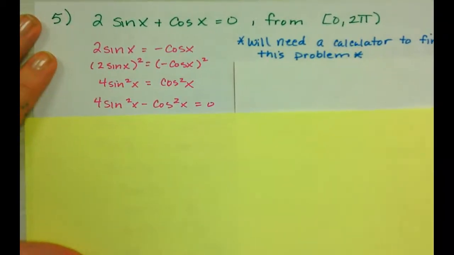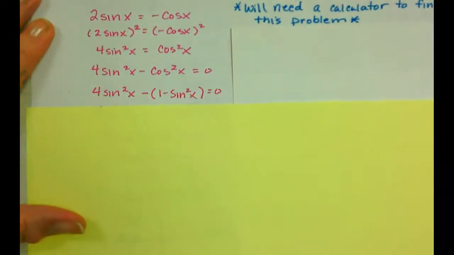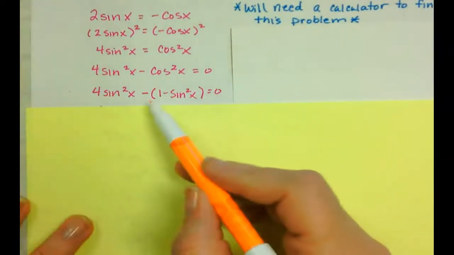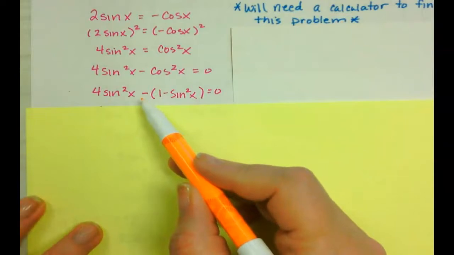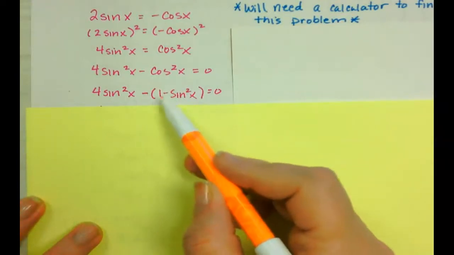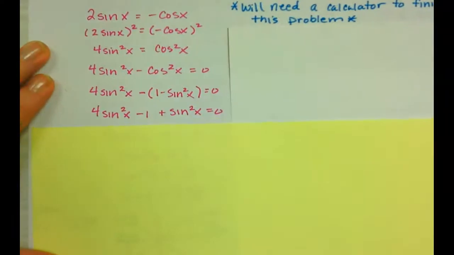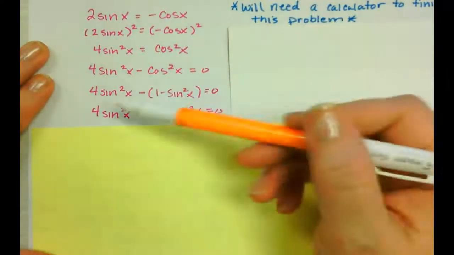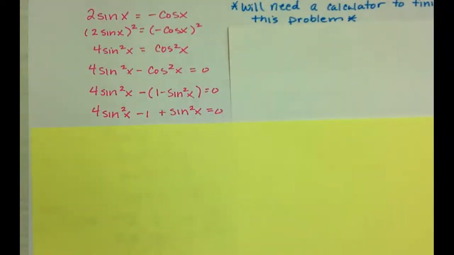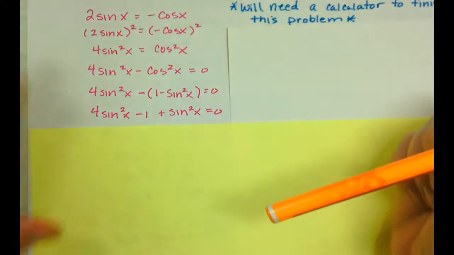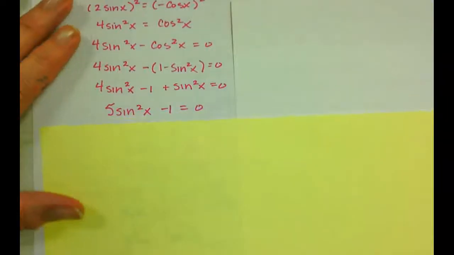I move it all to the same side. Then I used an identity to get everything into the same trig function, being careful to note that when I subtract, I'm subtracting this quantity. So it's negative 1, and that's minus a negative sine squared x. So that actually means I have this. So now I can collect my like terms. I have 4 sine squareds here. I have 1 sine squared there, so a total of 5 sine squareds and the negative 1.